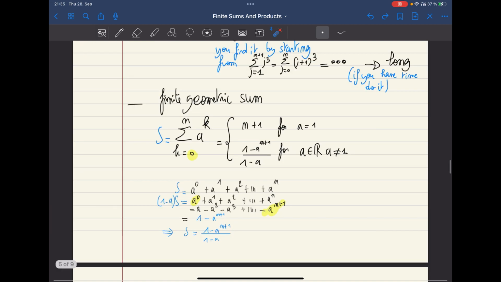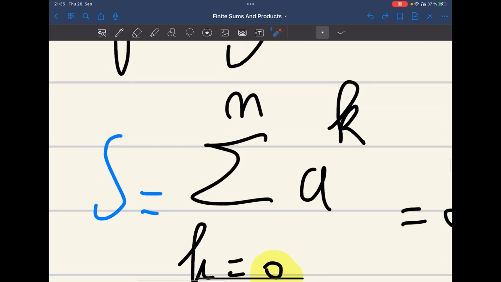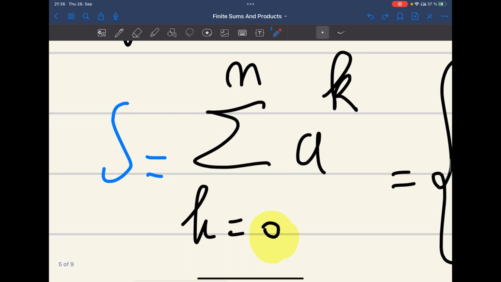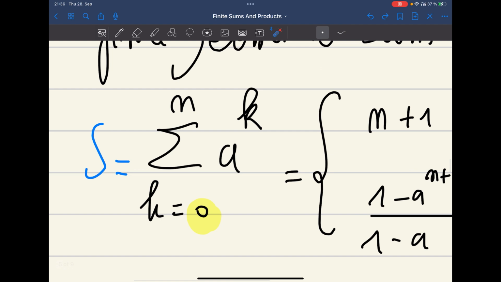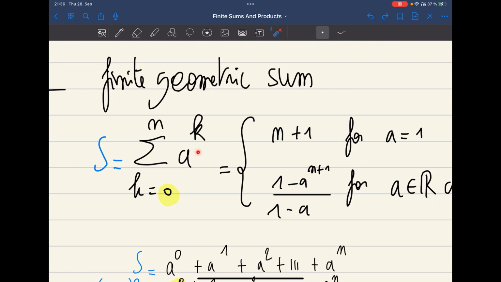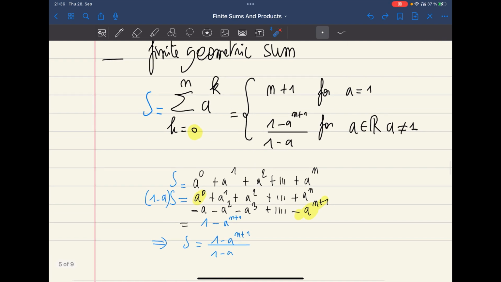The last thing we have to learn by heart is the finite geometric sum. If a equals 1, then we have n terms plus the one term when k is equal to 0. So we have n plus 1 terms. Now if a is not equal to 1, then we have this.